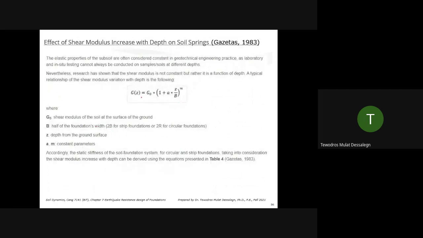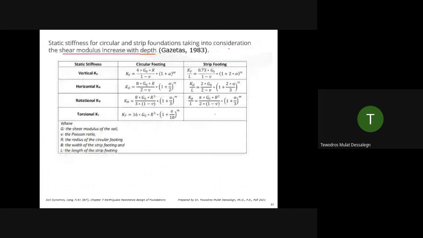You can also incorporate the G value varying with depth. So the effect of shear modulus increase with depth on soil springs, Gazetas also looked into that. These are the equations if G is changing with depth. You can pick one depending on what condition you are in.